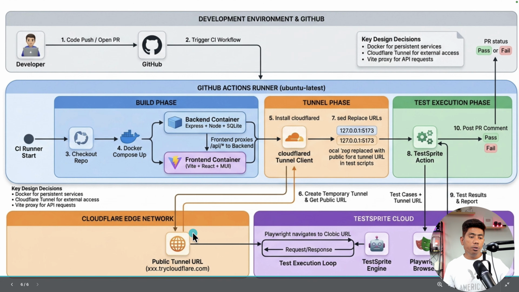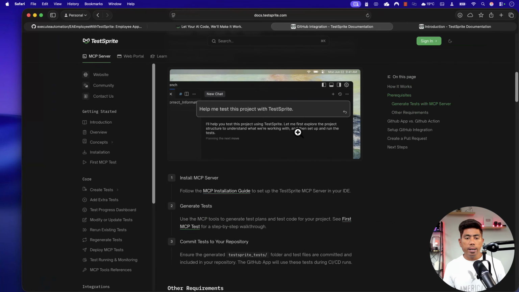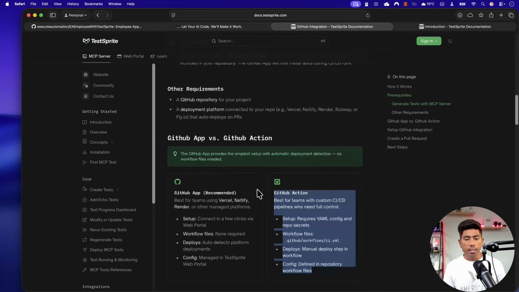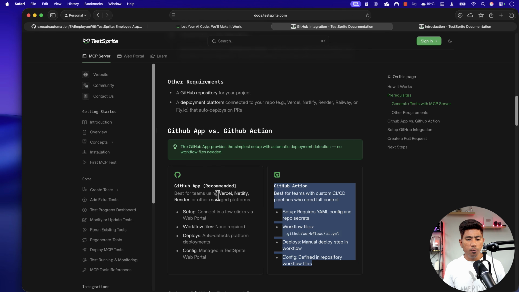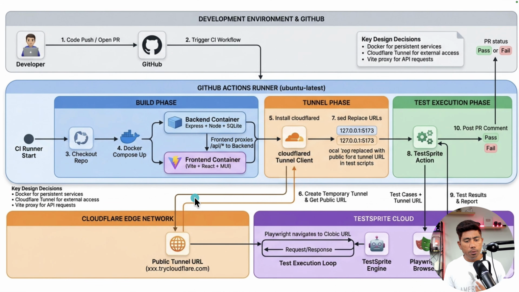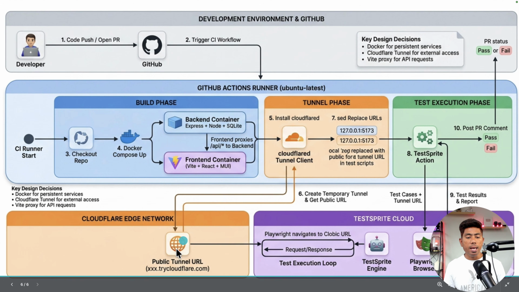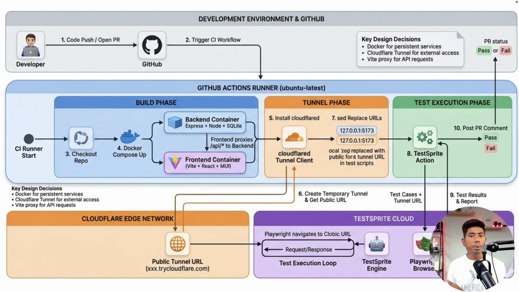Again, if you don't want this particular solution, you can use GitHub Apps, which is for Vercel, Netlify, or Render, essentially for managed services. Because I don't have a managed service, this is the workaround that I have to do for the tunneling phase. Once the tunneling phase is done, this application can be accessed by the TestSprite MCP server or the TestSprite platform itself, because they now have full access to our application, which is available on the public domain.